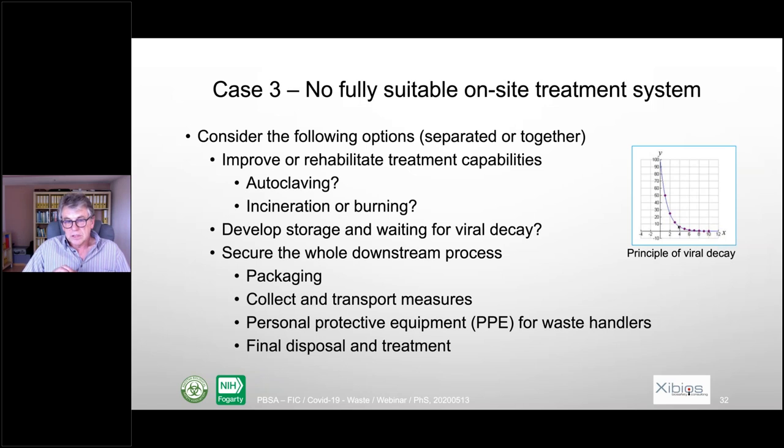You need to have safety measures for collecting and transport, and you also need to have the waste handlers protected, meaning they have to wear specific personal protective equipment. And then you need to also look at the final disposal and treatment. The way you interpret those different options might be different from one institution to the other, depending on what is already in place and how you treat waste for the moment.